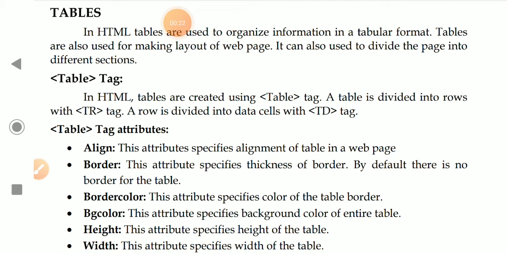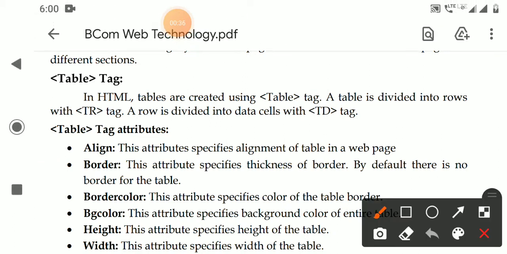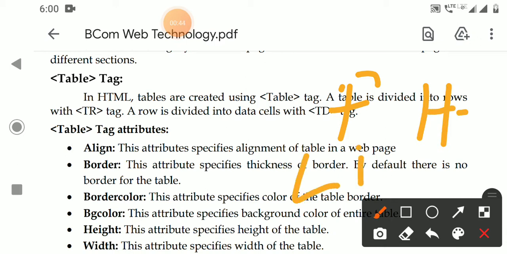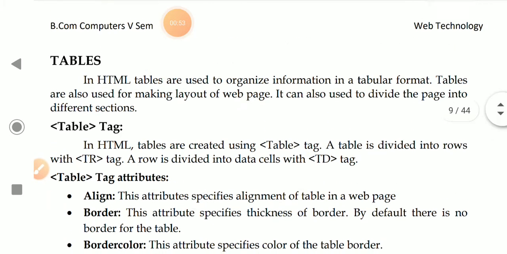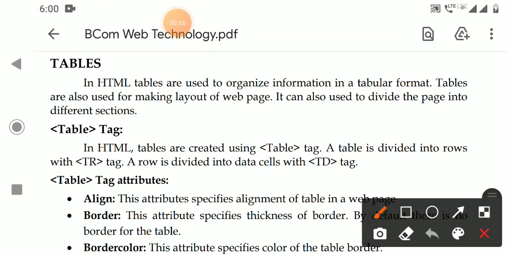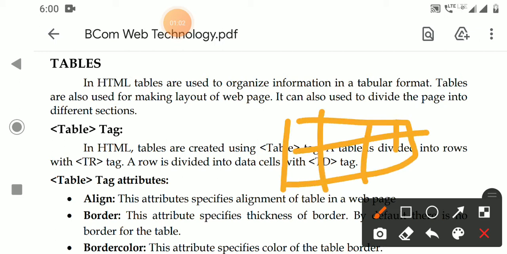In previous videos, we have studied how to format text and information in the form of paragraphs, how to format text in the form of headings, and how to format lists. Now today we will see how to organize information or text in tabular format. Tabular format means rows and columns.